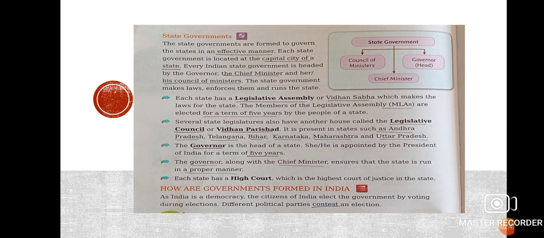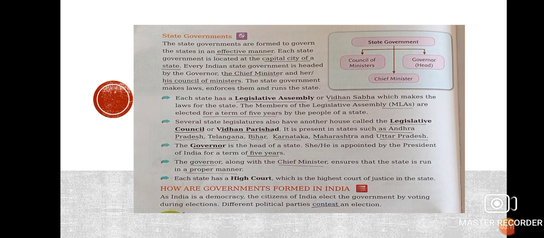Several state legislatures also have another house called the Legislative Council or Vidhan Parishad. It is present in states such as Andhra Pradesh, Telangana, Bihar, Karnataka, Maharashtra and Uttar Pradesh. Now underline Legislative Council or Vidhan Parishad and also underline the states: Andhra Pradesh, Telangana, Bihar, Karnataka, Maharashtra and Uttar Pradesh.